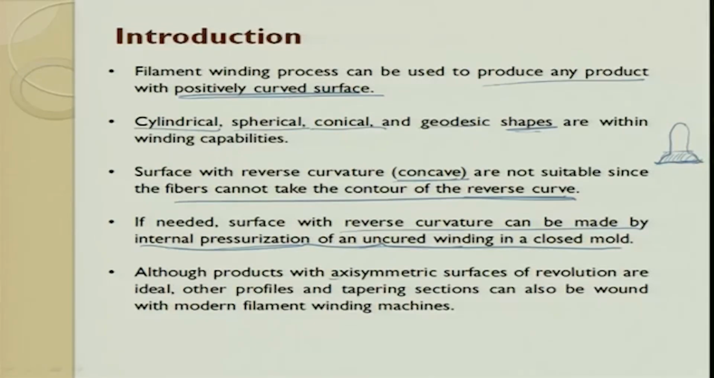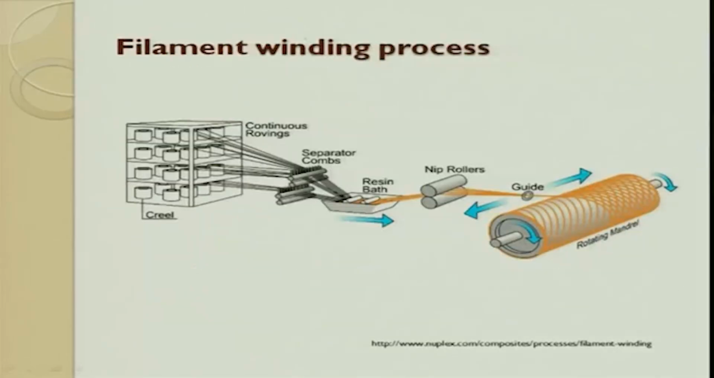The axis symmetry surfaces on revolving are ideal for the filament winding process. So, other profiles like taper, I said cone. So, taper sections can also be made easily. So, let us see a typical setup. How does it look like?